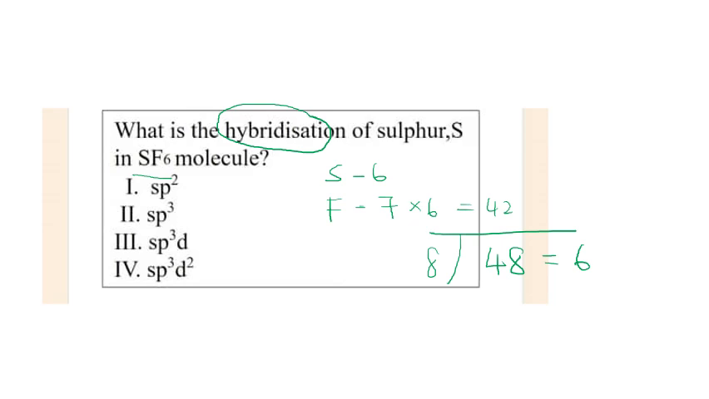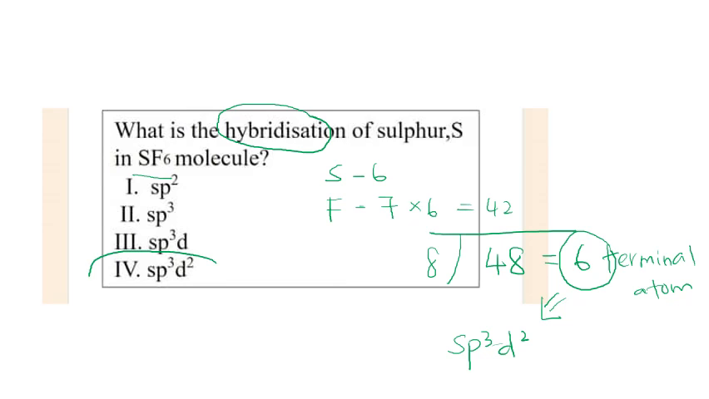So I will know there is no lone pair electron, and then there are 6 terminal atoms. If there are 6 terminal atoms, we will know that the type of hybridization will be sp3d2, which needs 6 orbitals: 1 from S, 3 from P, and another 2 from D orbital to get 6 orbitals. So the answer is 4.